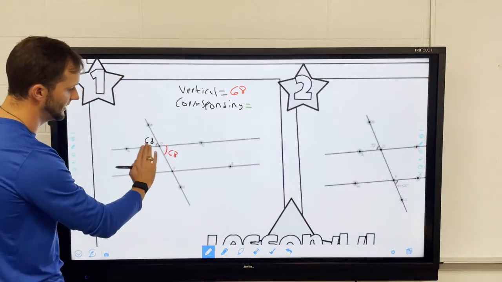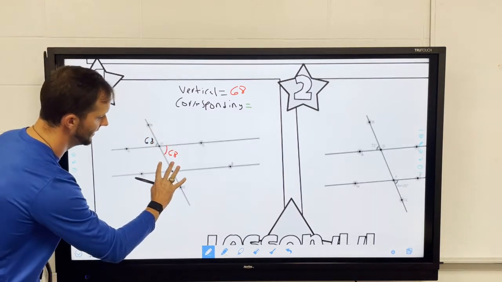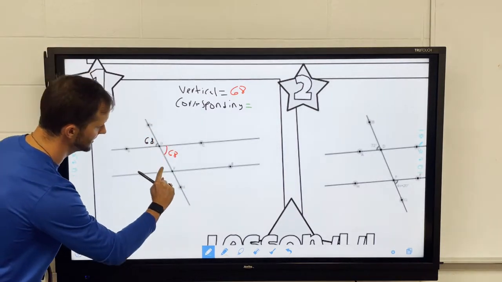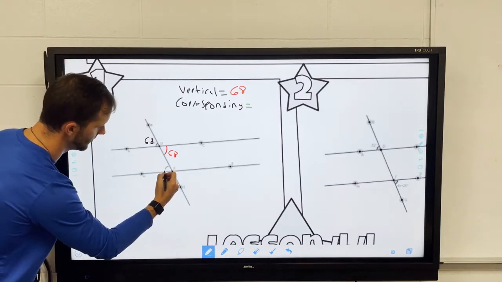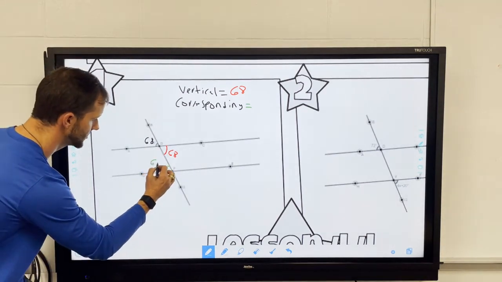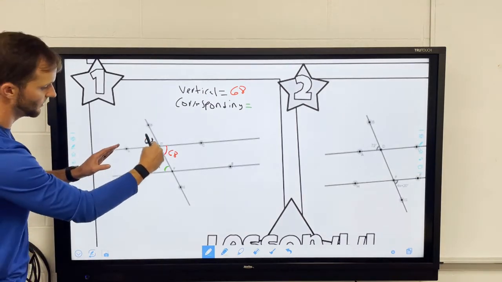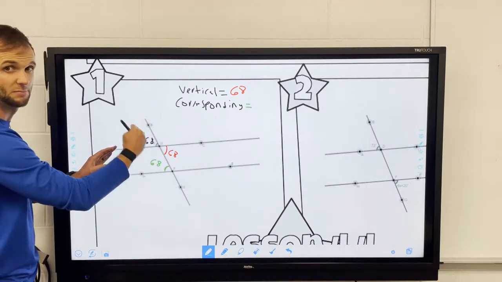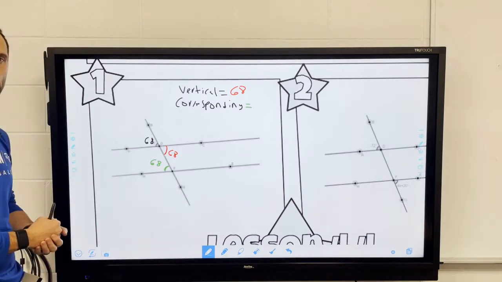If you look in this section, the top left is going to be 68. Now if I look down at this section, in the same exact spot is going to be your corresponding angle. So this angle right here is your corresponding angle. That angle is also going to be 68 degrees because the transversal is cutting it in the same spot. So this angle and this angle are corresponding to each other, okay?